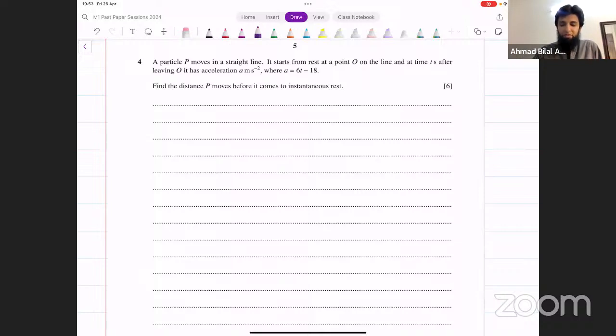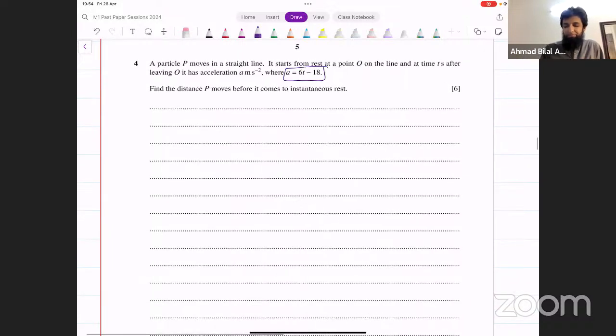Okay, so the question is, when we integrate, so we have acceleration given. So that is talking about question number 4. We have acceleration given. And what we need to do is we need to find the distance the particle moves before it comes to instantaneous rest. Now, when we go from acceleration to displacement, we have to integrate twice. So we have acceleration equal to 6t minus 18.